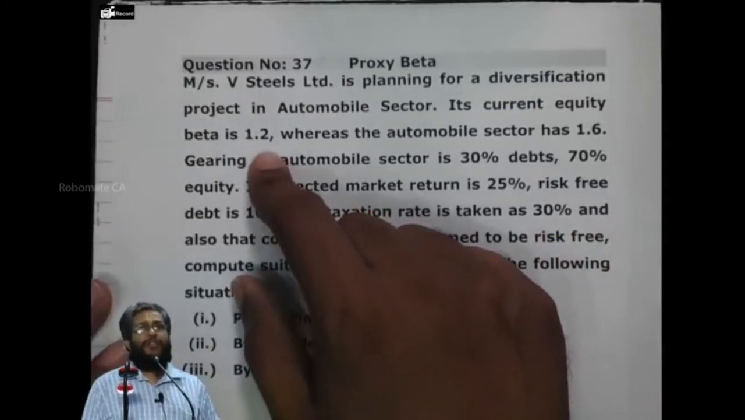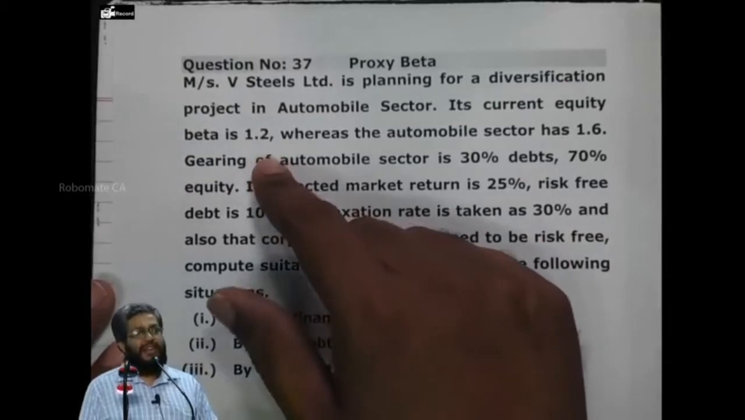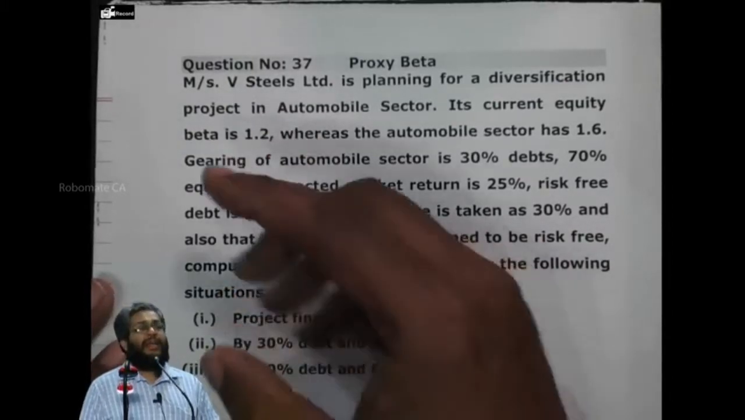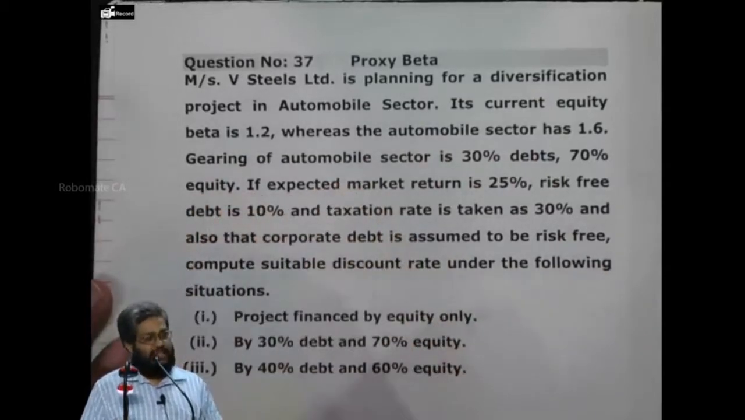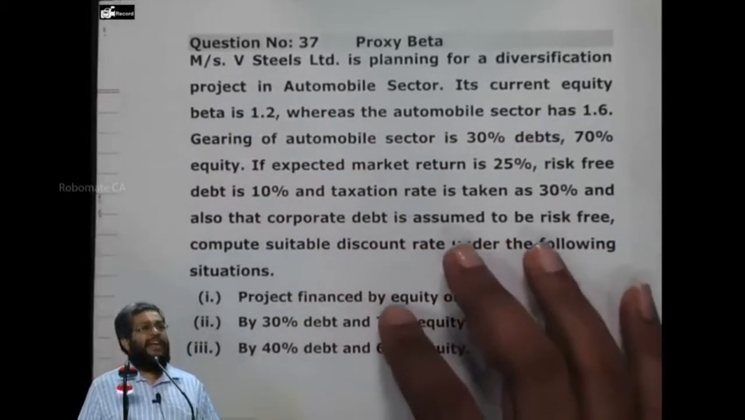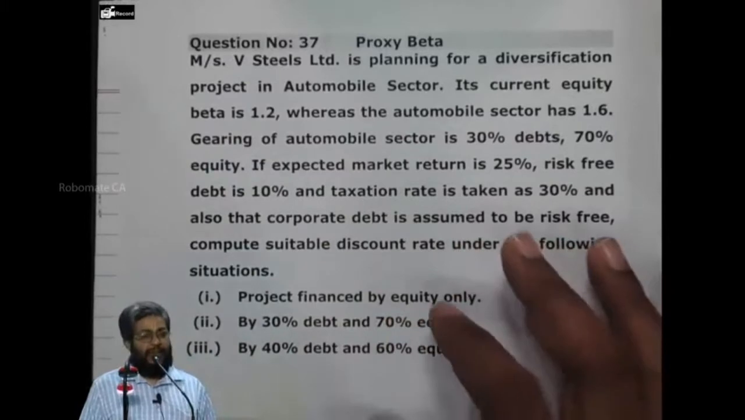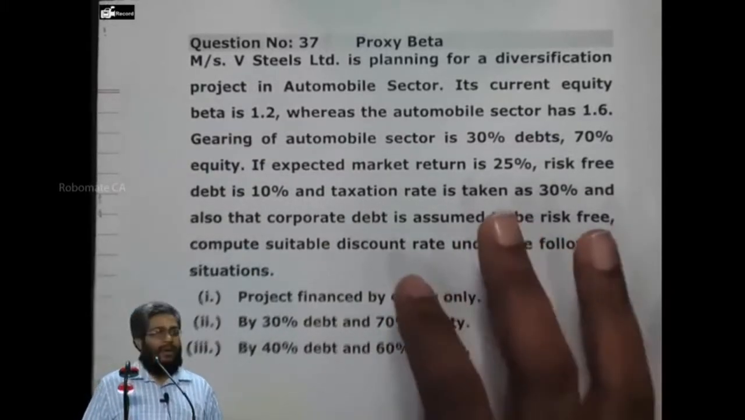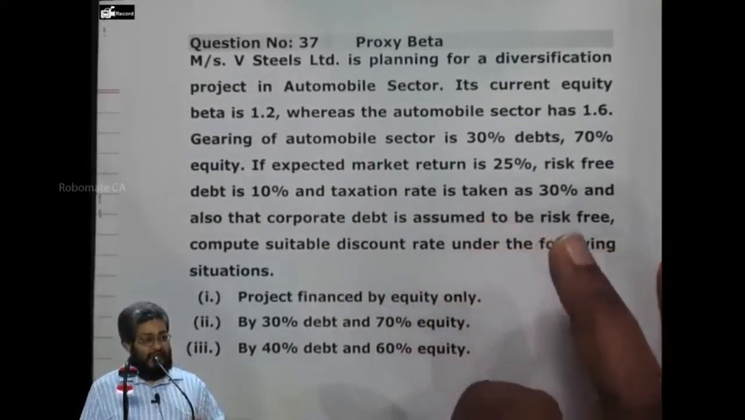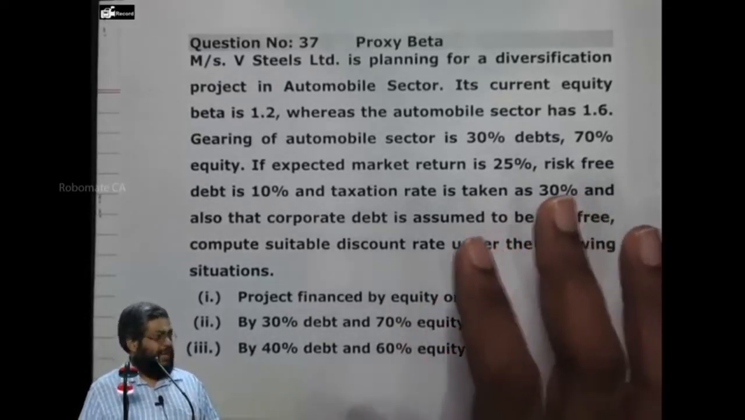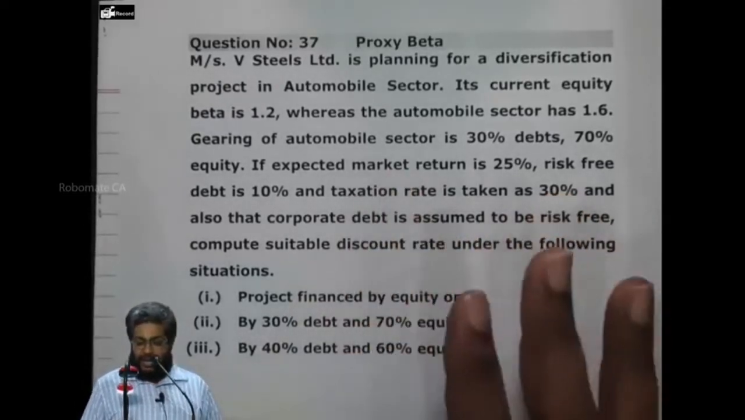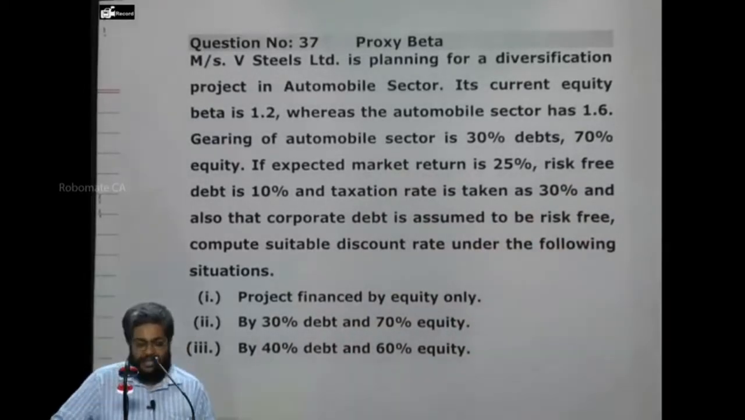Can this 1.2 be considered? Cannot be considered. Why? It represents steel's business risk and not the automobile sector risk. That means I take the automobile sector beta. Even in the stock market, the beta of the sector itself is published. You need not take pains to calculate the beta of the sector.